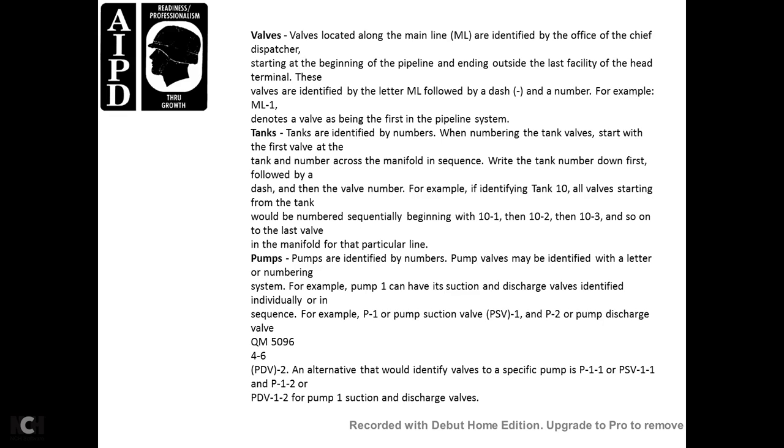Pumps are identified with numbers. Pumps or valves may be identified with a letter or number. For example, for pump 1, the suction and discharge valves are identified individually in sequence. For example, P1 PSV for the pump suction valve, or P1 PDV for the pump discharge valve. Alternately, the specific pump valves may be identified as P11, PSV 11, P12, PDV 12 for the pump suction and discharge valves.